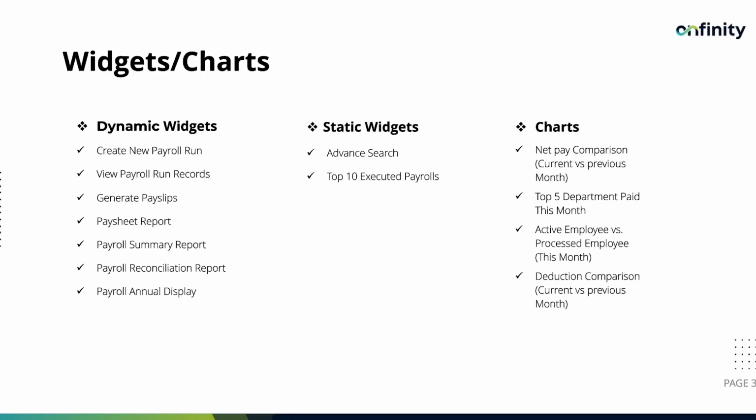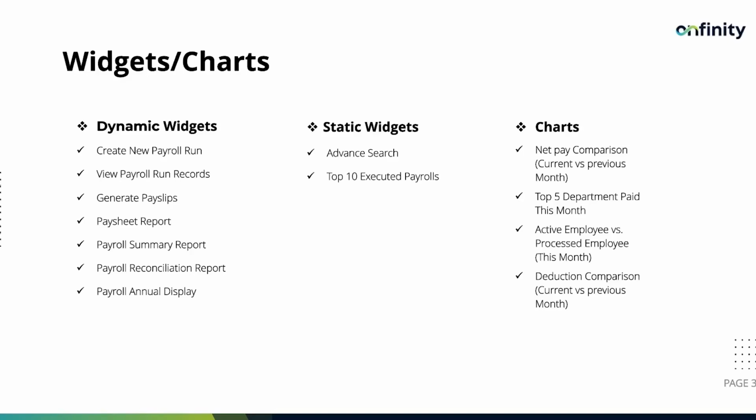Here we have some dynamic widgets, static widgets, and charts available on the landing page when the user logs into the system and opens the payroll run window. We have the dynamic widgets where the user can create a new record, view the payroll run records which have already been executed, generate payslips for all employees, and perform or execute various reports related to payroll. In the static widgets section, this will provide us quick navigation to specific records, whether they are records with errors, completed records, or the last month's record.